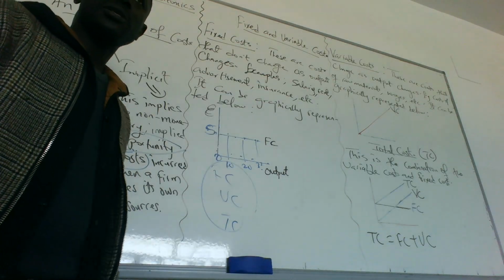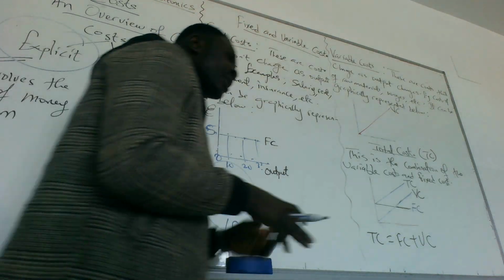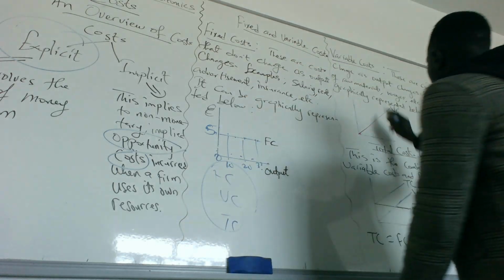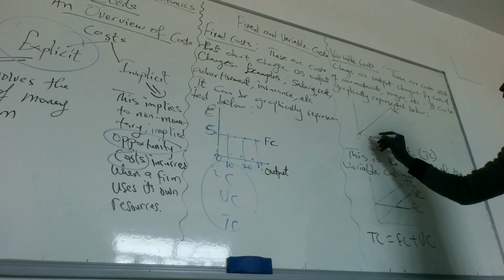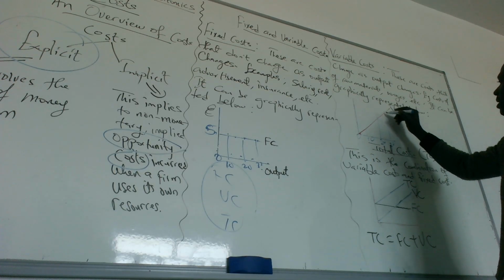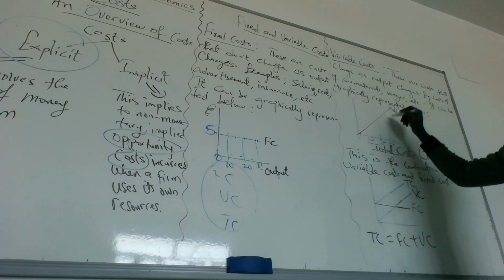Then we have variable cost. Why do we call it variable cost? We call it variable cost because these costs change as level of output changes. So this is the graphical representation. At 10, it increases. At 20, it increases. At 30, it increases. More, it increases. Do you see the difference here?